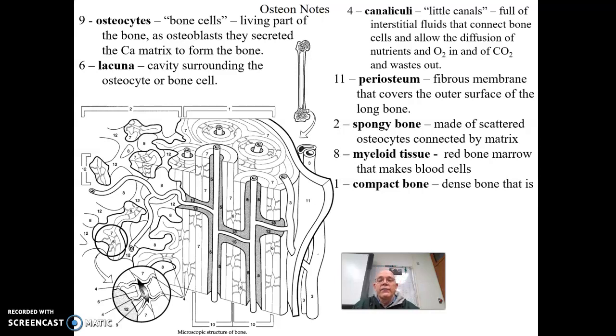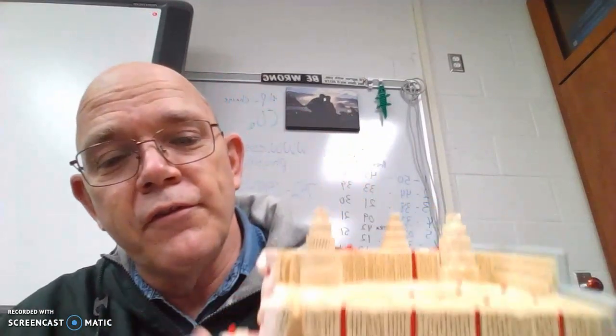All right, then we have section 1 back over here. Section 1, which is the compact bone, is where you see those little circular patterns we talked about for bone tissue. It's dense bone that is made of cylindrical units known as osteons, and now you see why this is called the Osteon Notes. These little units of bone are called osteons, which makes sense because osteo means bone, so osteons are just units of bone.